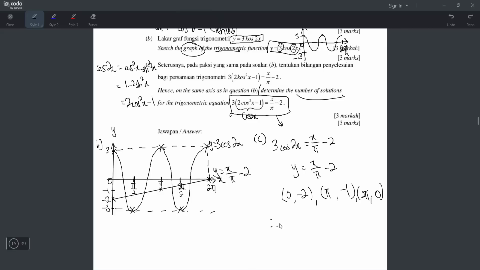Okay, now the final step, we can write the NOS, or number of solutions. Bilangan penyelesaian. So, what is the number of solutions? 1, 2, 3, 4. Okay, 4. This is not it. You have to look at the cost graph and the straight line. So, this is the cost graph and this is the straight line. Okay, so the intersection, or the persilangan, is 4. 4 solutions. Okay, and that's the answer. Done? Okay, that's all.